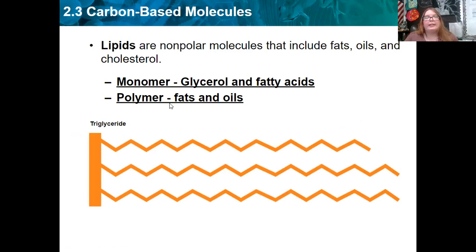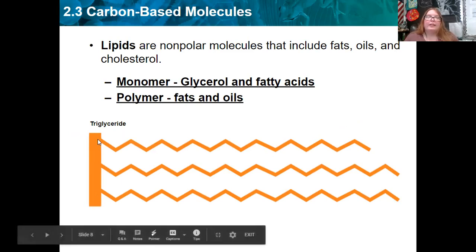So lipids, so this would be your second row. They're nonpolar and they include fats, oils, and cholesterols. So that would be what we'll go over in examples, right? So monomers are going to be the glycerol and fatty acids. So we have something called a triglyceride here. So here's a glycerol and it has 3 fatty acid tails. So tri means 3. Keep that in mind.